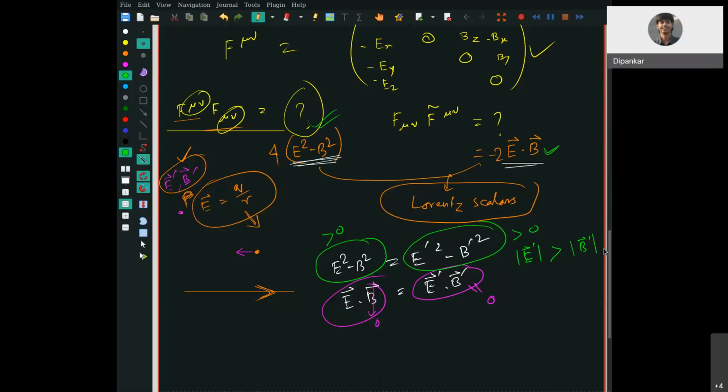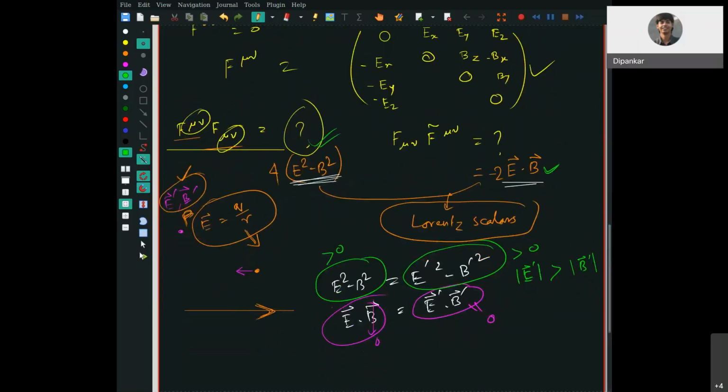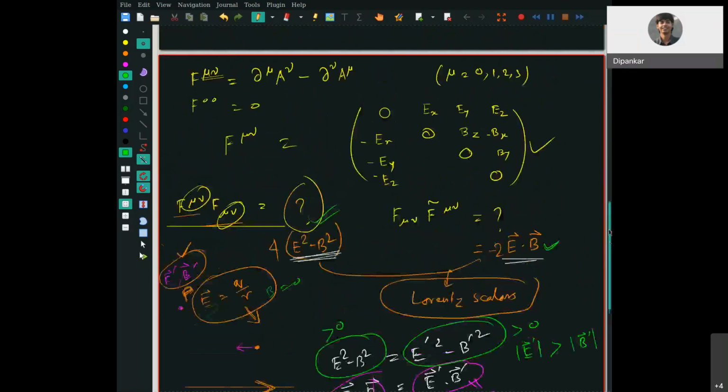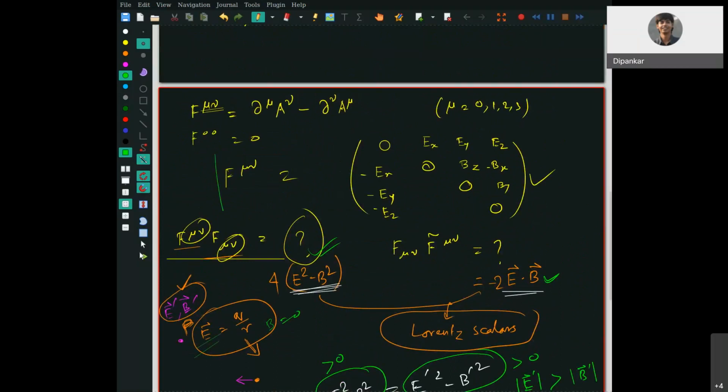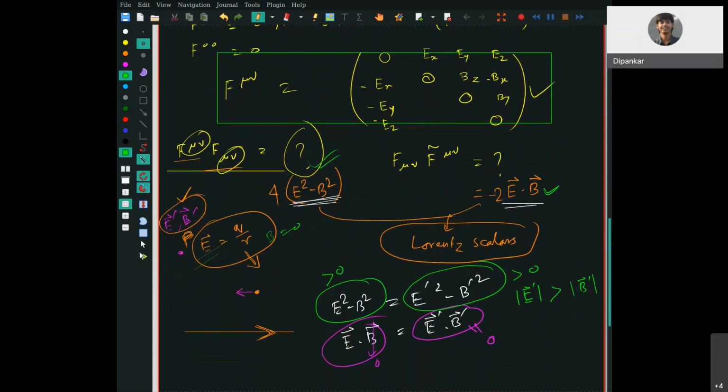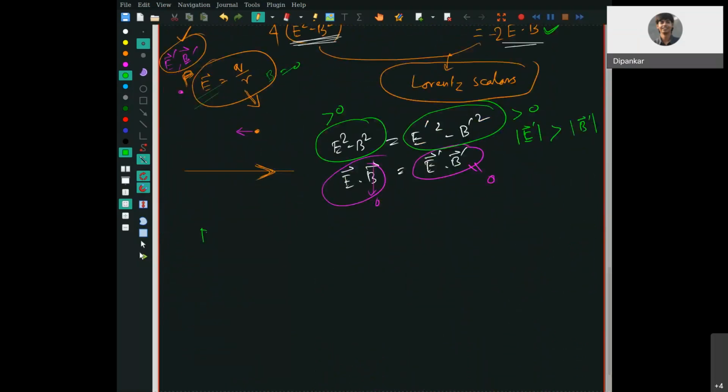Okay. Also, given E in a certain frame and B in a certain frame, in this frame I have E equals Q by R squared and B equals 0. What would then be E prime and B prime? The exact formula can be obtained this way. Since F mu nu is a rank 2 tensor, it will transform like this. So you can say that F alpha beta prime, in another frame, should be given by your metric tensor first of all. So I think it's lambda alpha mu lambda beta nu F mu nu. Okay.